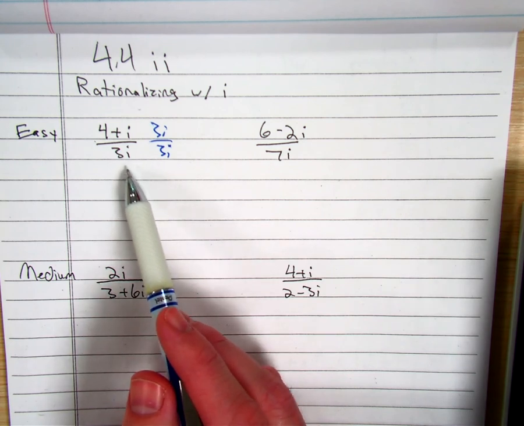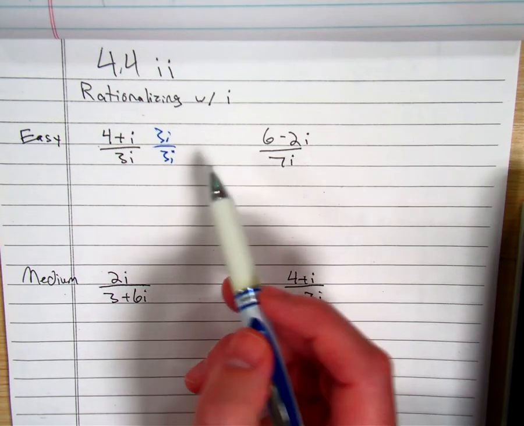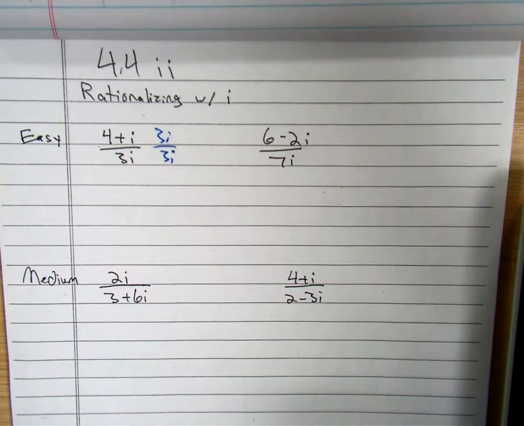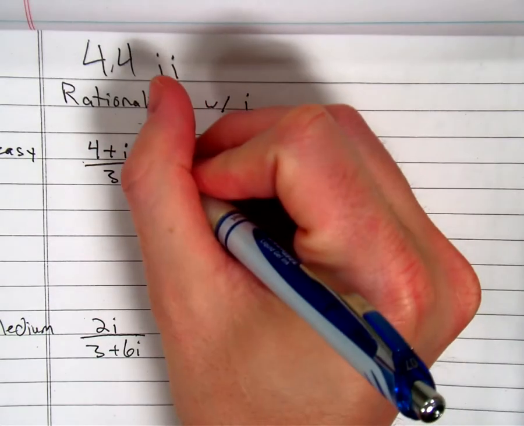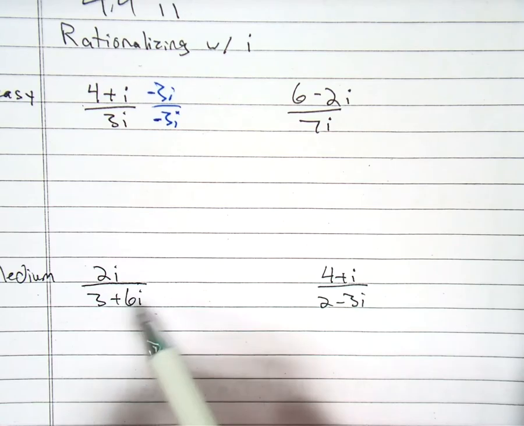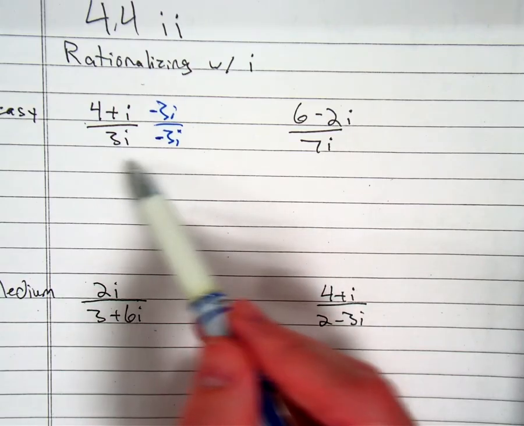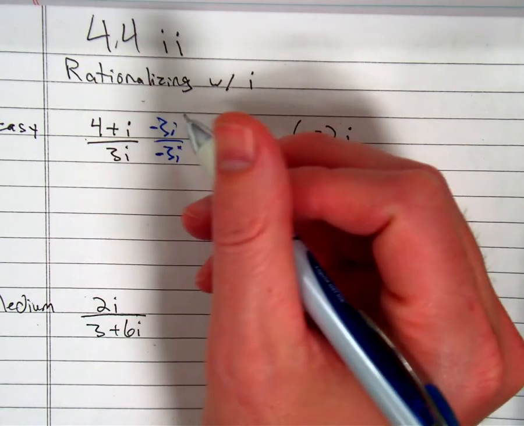It was if you had 3i on the bottom, and we talked about doing the opposite. And when there's just one thing on the bottom, it doesn't really matter. It works out either way. So if we want to, let's just go negative, just to keep it consistent, because when we get down to here, we're going to do 3 minus 6i. So let's just go ahead and keep it consistent for now.